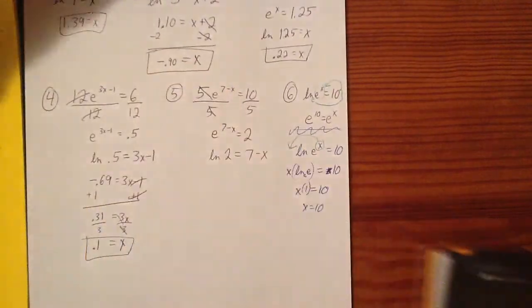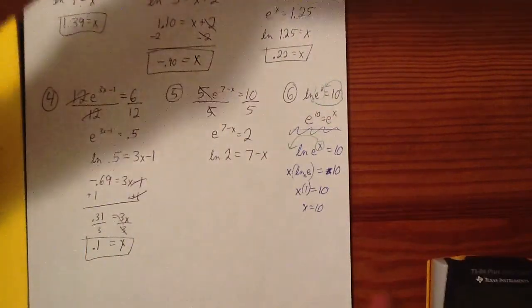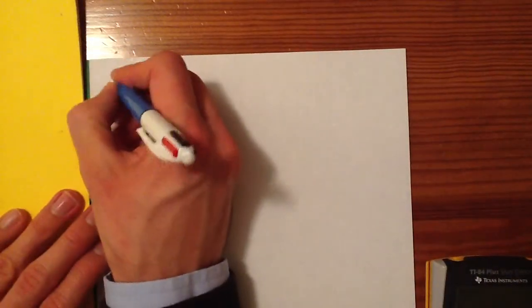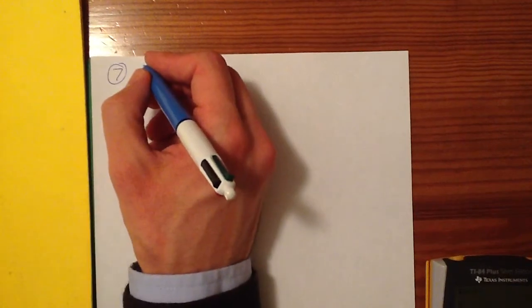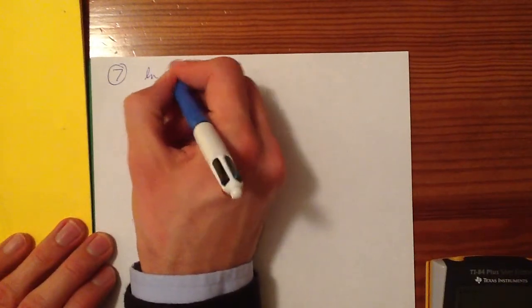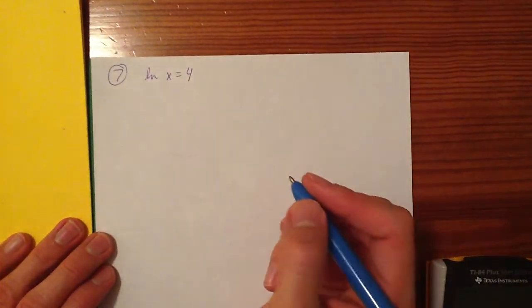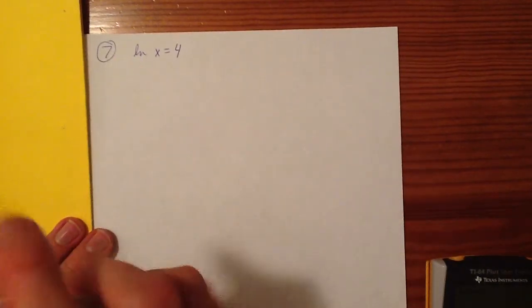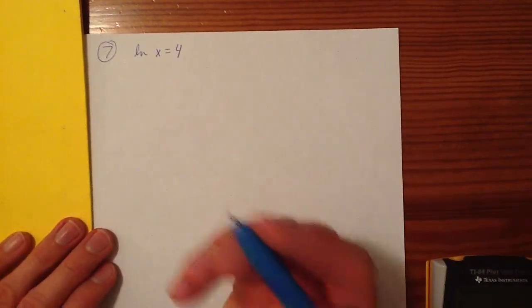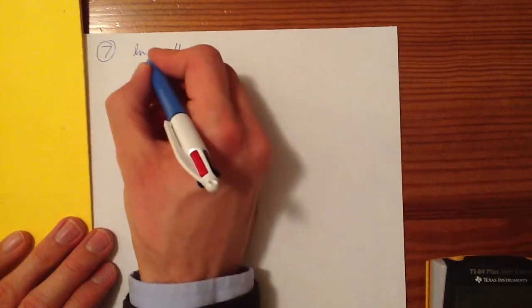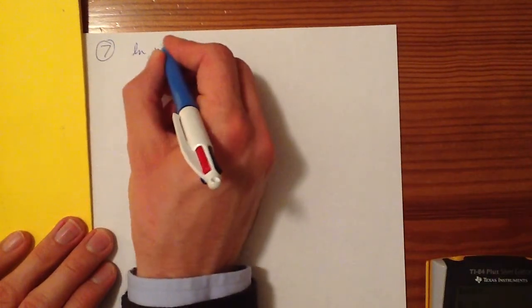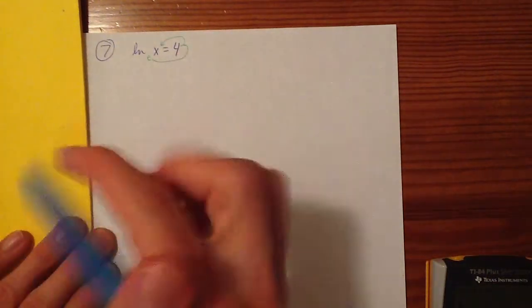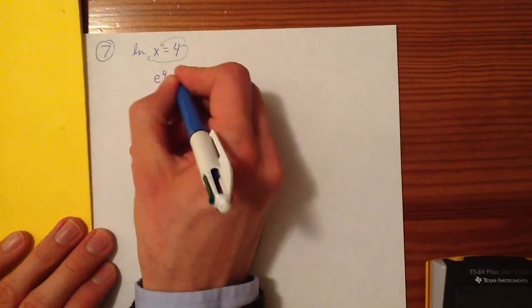Let's go to number 7. Actually, number 7 is much easier. Number 7, in blue, natural log of x equals 4. And here's what we're going to do. We're going to turn it into an exponent. It is in logarithmic form. Let's turn it into an exponent. E to the 4th equals x. So e to the 4th equals x.